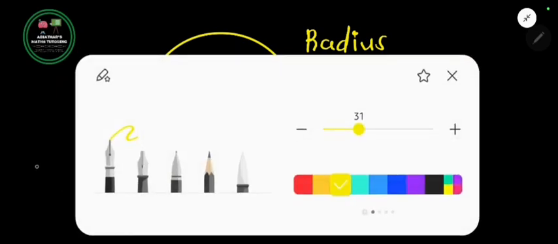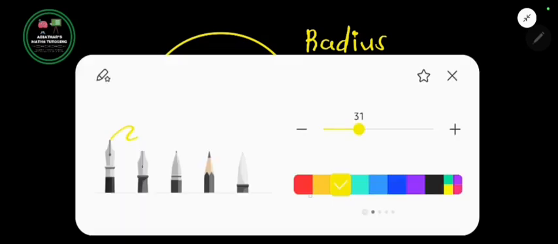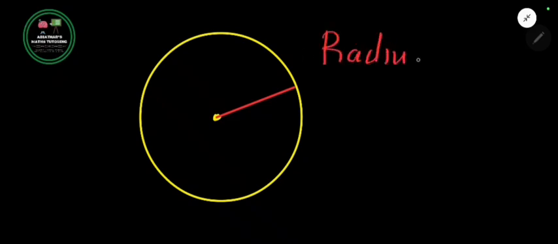Actually, let me use different colors so that you can really be able to distinguish them. Let me use a red color for radius. And even here, let me just write with the red color. So this is our radius.